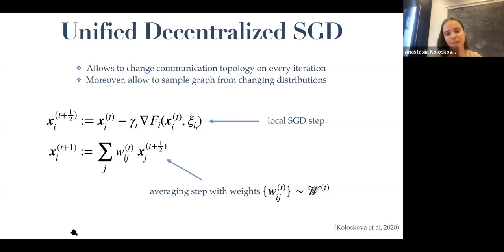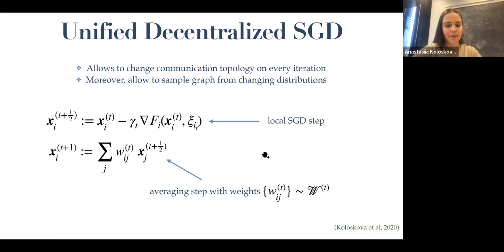What we allow in this framework, the difference, is that this matrix W can change at every time step. It also does not have to be deterministic. You can just sample some edges from some distribution. So it could be a stochastic matrix W.